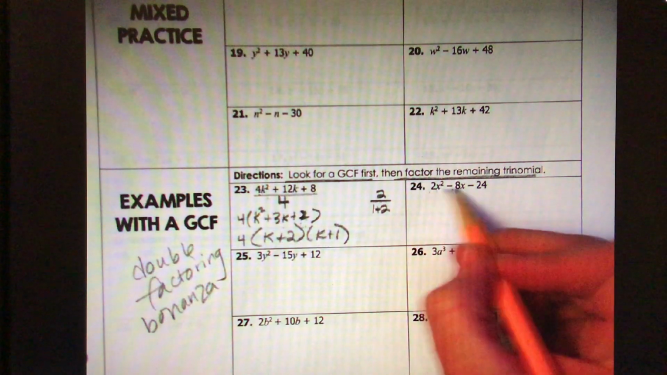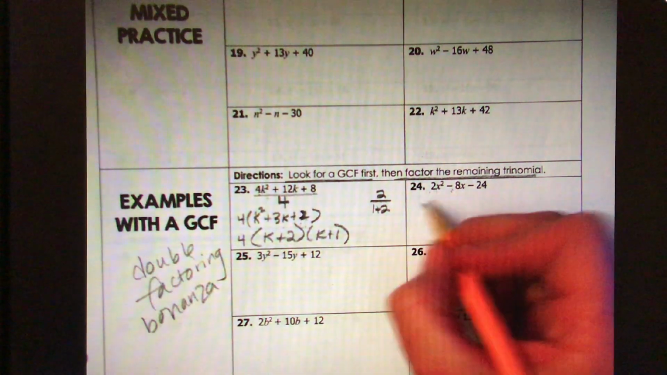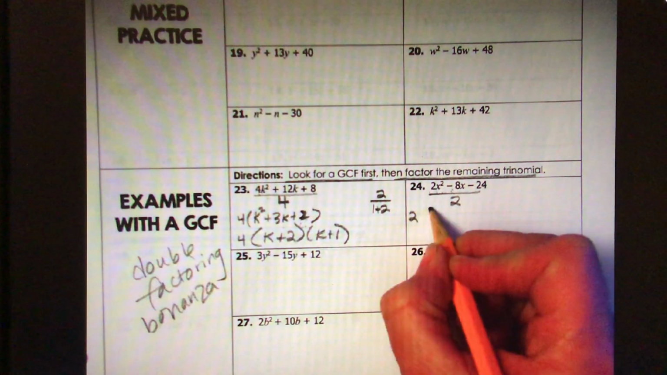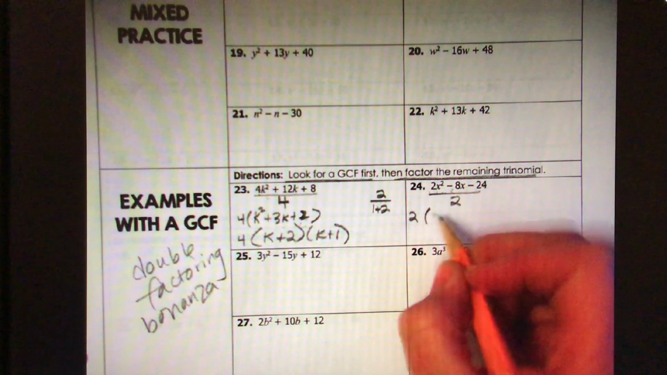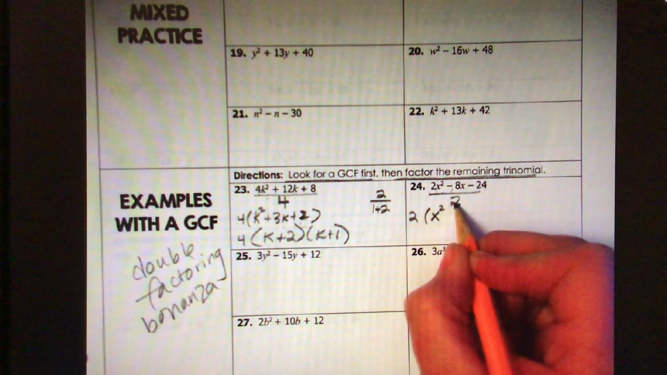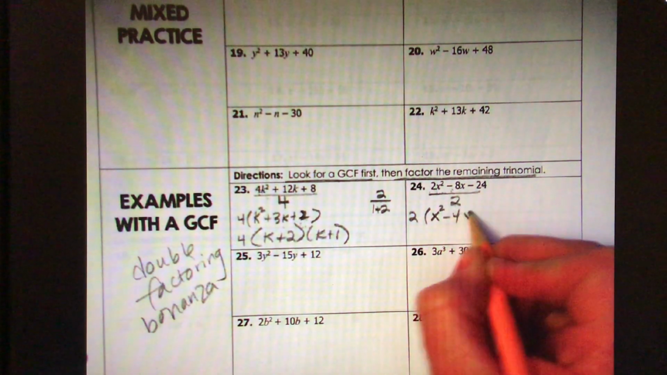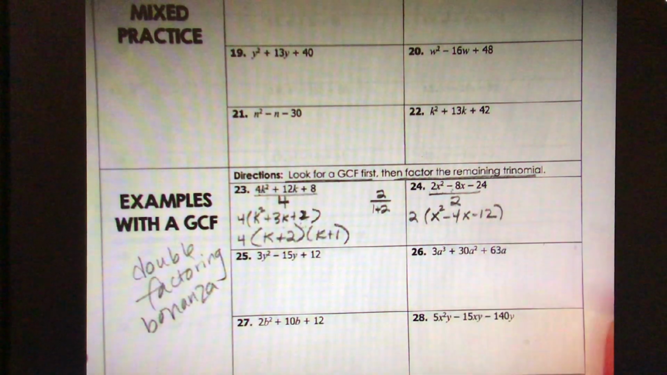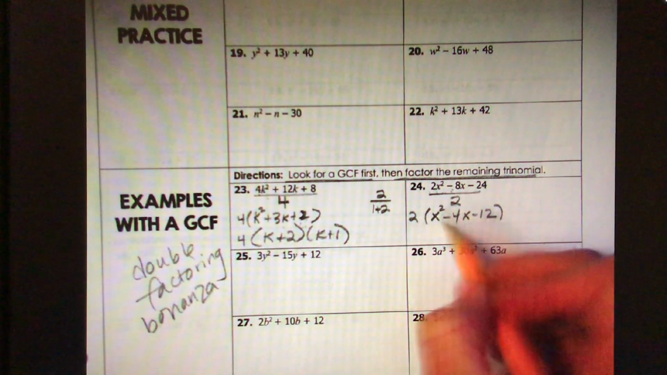Taking 2 that goes into all of these terms. I'm going to extract my 2, so put it over 2, extract, put it in parentheses, I'm going to end up with a trinomial. I'm going to end up with an x squared, I'm going to end up with a negative 4x. I'm going to end up with a negative 12. Close my parentheses. Now, can I factor this even more?